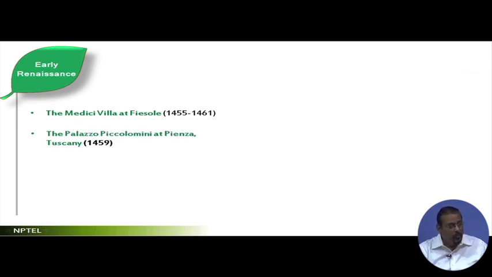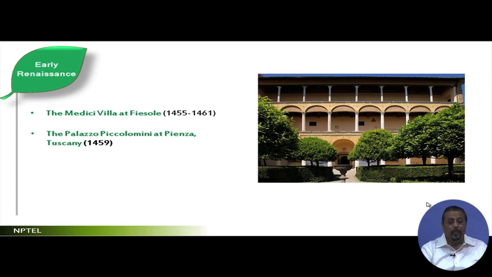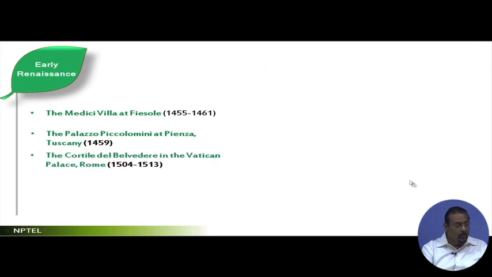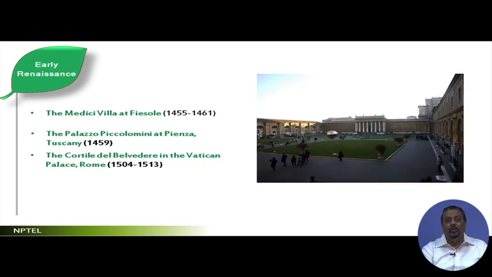The Palazzo Piccolomini at Pienza, more of a structure, but if you look at, let me highlight the landscape character, in which there is a very clear pathway, there is a stone fountain at the center, and there are hedges and there are trees. It makes a very strong geometry in perspectives.